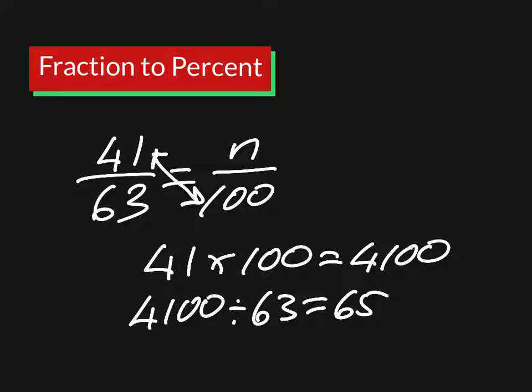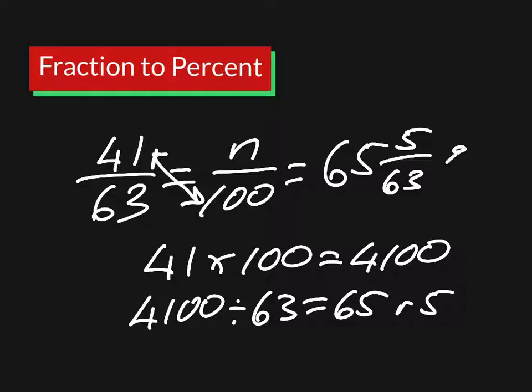But it doesn't go in evenly. There is a remainder of 5, and since we're converting this from a fraction, we could make it a decimal, but let's keep it a fraction. It's going to be 65, and the remainder is 5/63%.